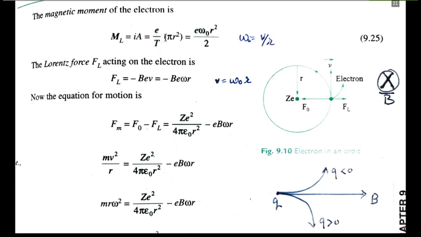Now pi omega 0, and if I multiply by 2, then it's 2 pi f, sorry, frequency. 2 pi f is a frequency, because 1 over T is a frequency. So if I am multiplying by 2, I should divide by 2, so that 2 is over here. So 2 pi f is nothing but omega 0. So e times 2 pi f is replaced by e omega 0 r square divided by 2.